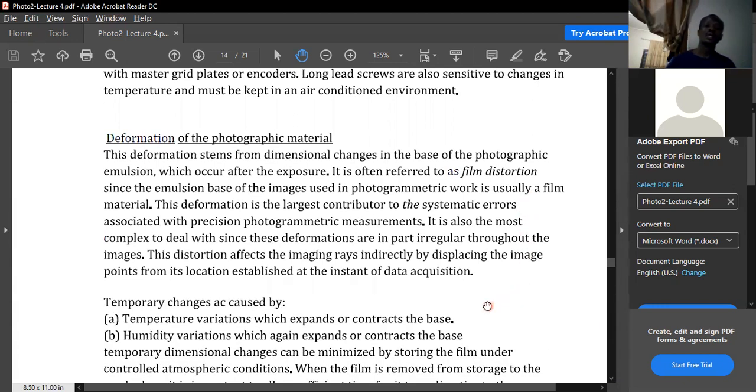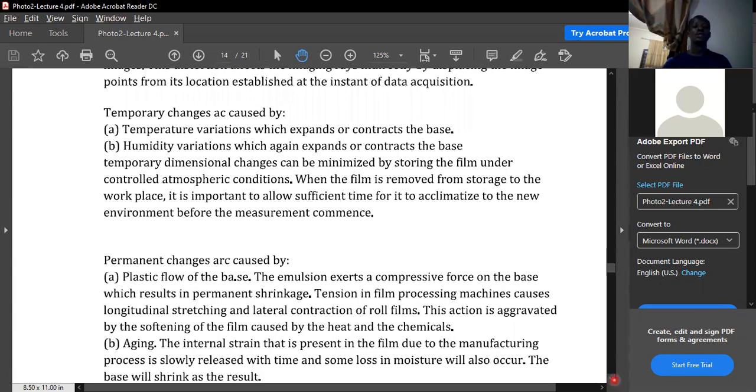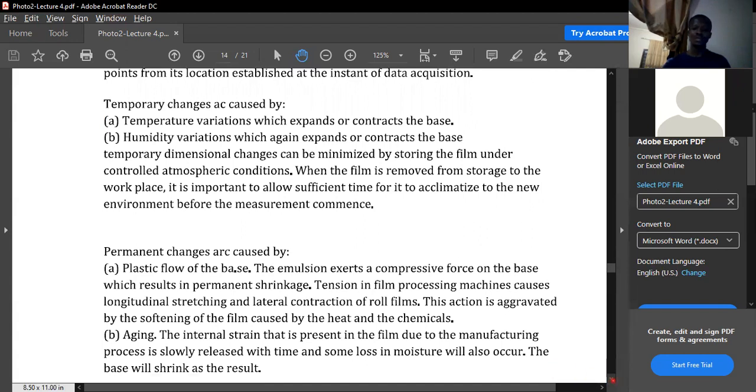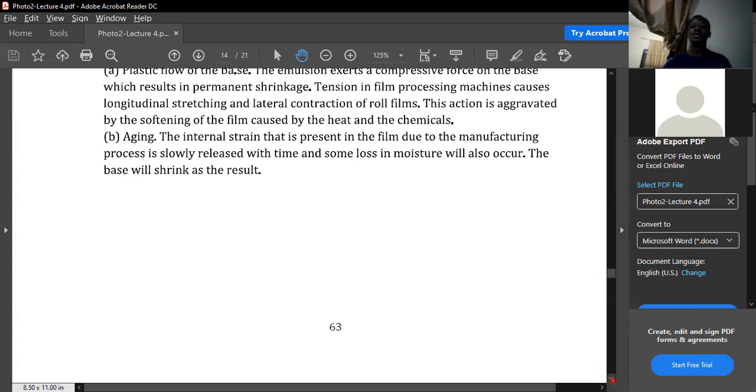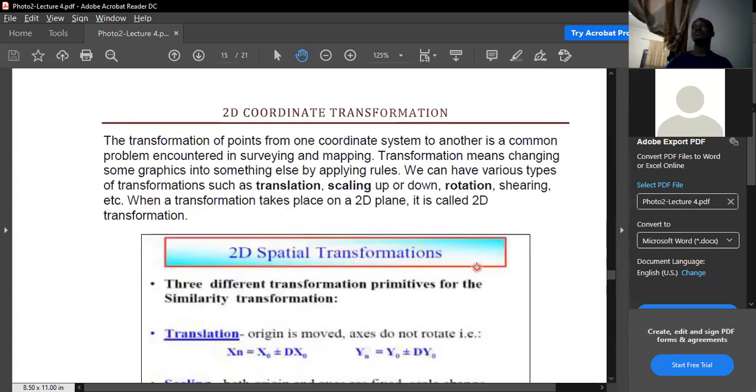Deformation: if there's water or humidity in the air, materials will definitely expand or contract, whichever way it goes. You don't want it. Temperature changes will always cause some kind of expansion, and that will now change the coordinate system that you have. So all that requires that there is a transformation, plastic flow, and all the agents. Just the fact that you've put photographic material down will mean that there is definitely going to be a change.